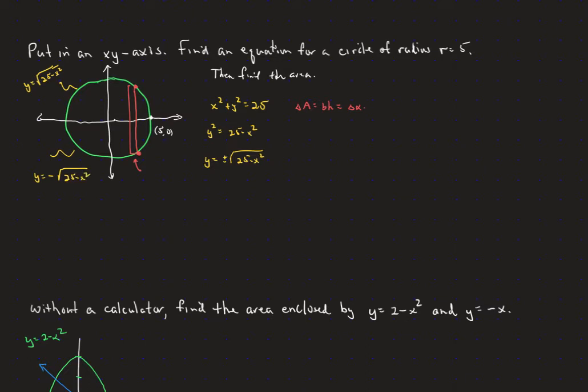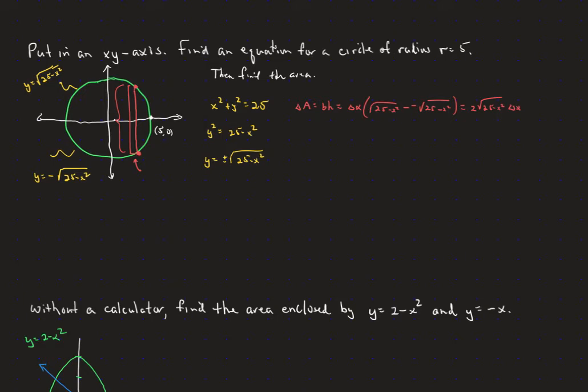So our rectangle, which we are trying to get as its height, is going to be that top curve, the square root of 25 minus x squared, minus the bottom curve, the negative square root of 25 minus x squared, which, as you can see, is going to be 2 square root of 25 minus x squared delta x.